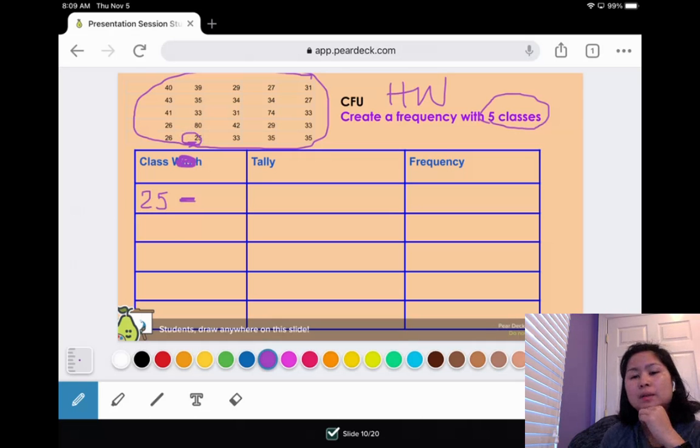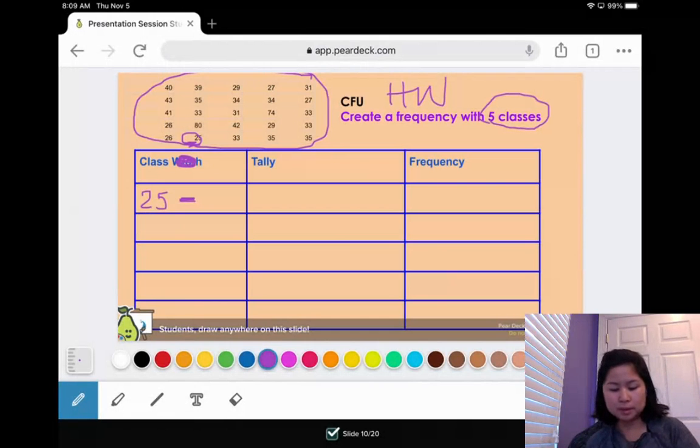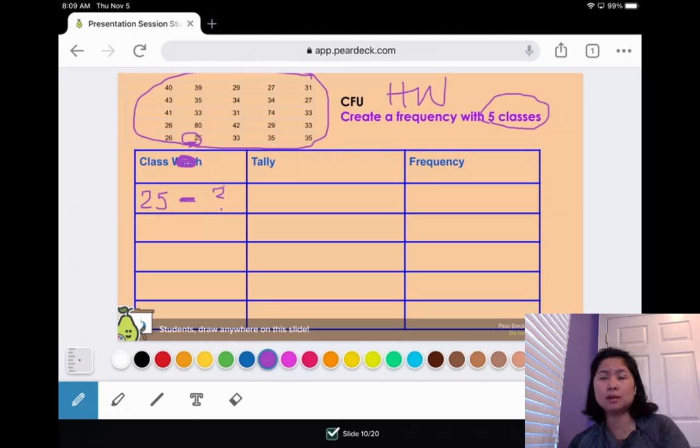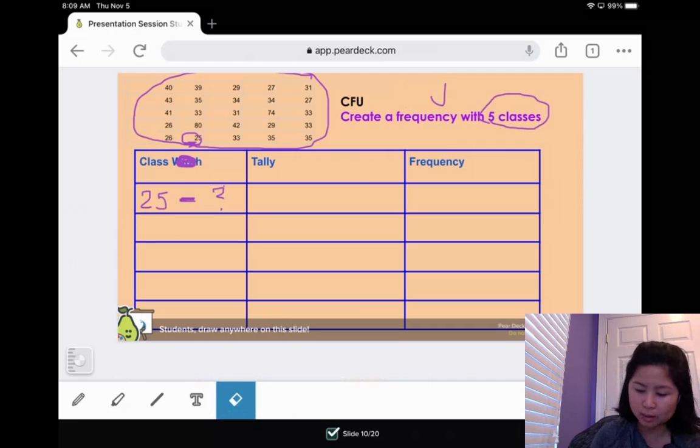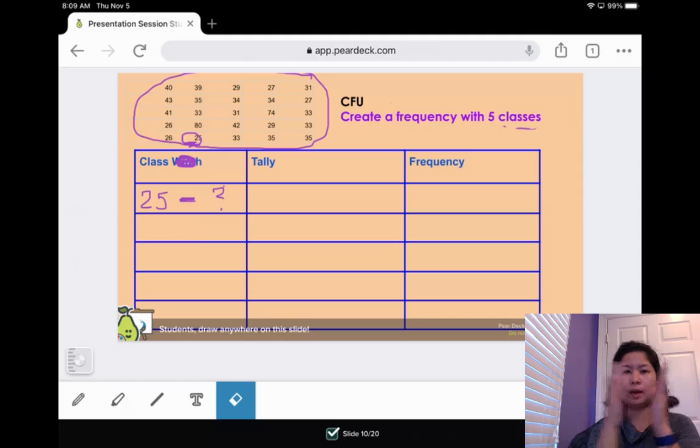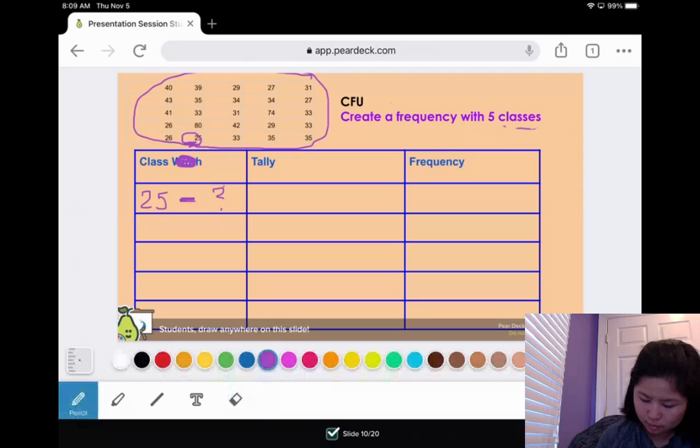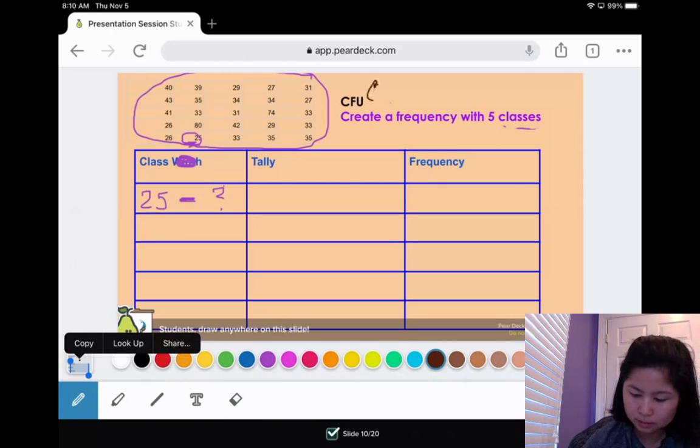A lot of you knew you had to start with 25, I saw that on your homework. The question now is, what number should I use over here? I saw some of you choose random numbers from the data list. No, this is what you need to do. To find the next one, we have to find the class width, because we want to know how far it is from the lower limit to the upper limit. So we need to find that difference. Remember the class width that we did.